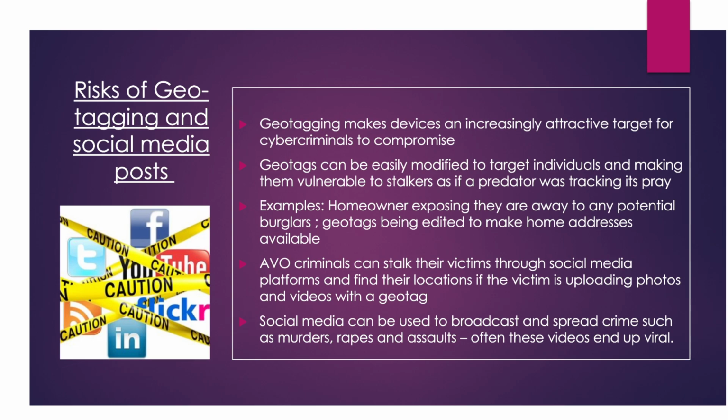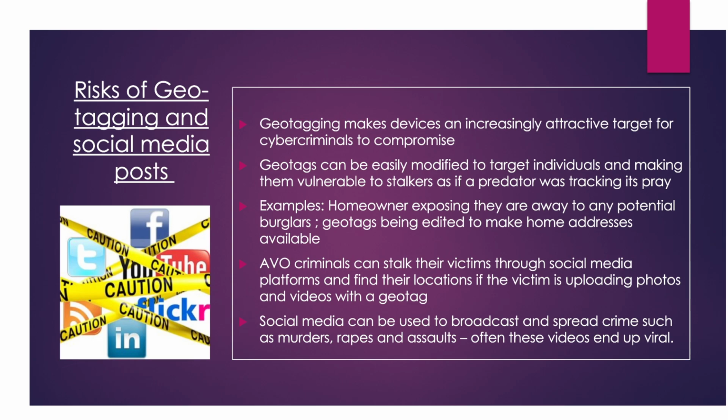AVO criminals can also stalk their victims through social media platforms and find their locations. An AVO criminal is a person who is a stalker or has previously been violent to another party and has been required to remain a certain distance away from the victim, also known as a restraining order. If a victim is uploading photos with a geotag, these AVO criminals are able to access their location and potentially threaten the lives of these victims.